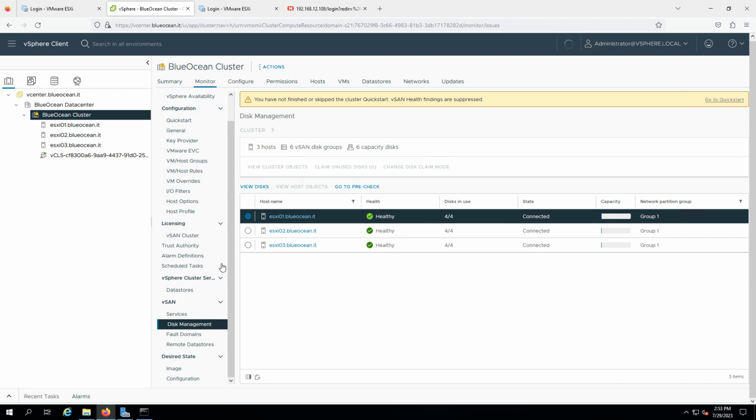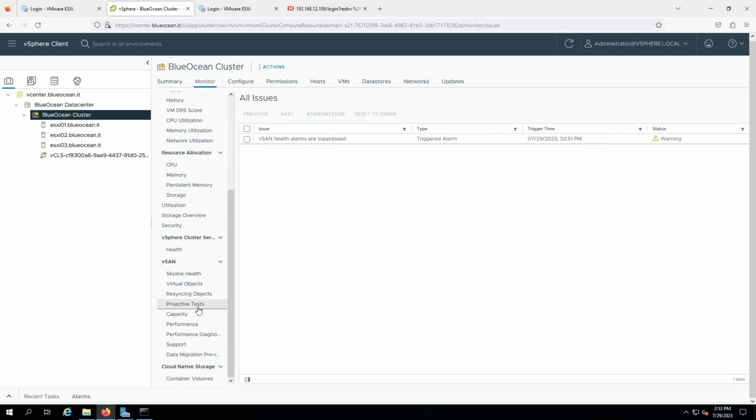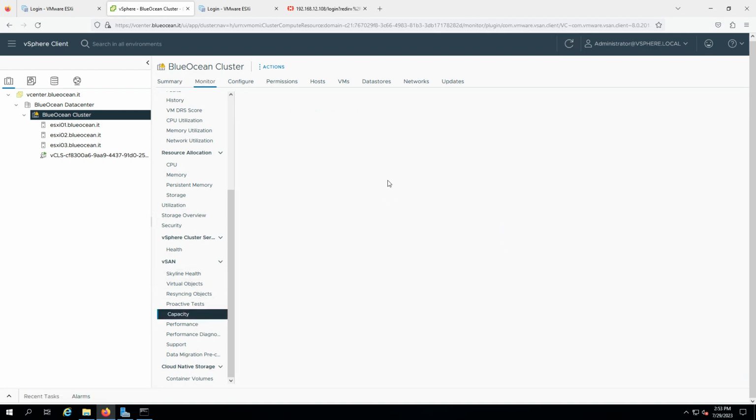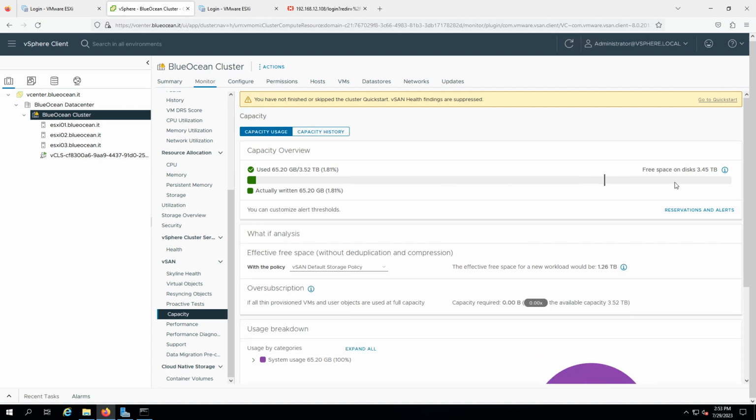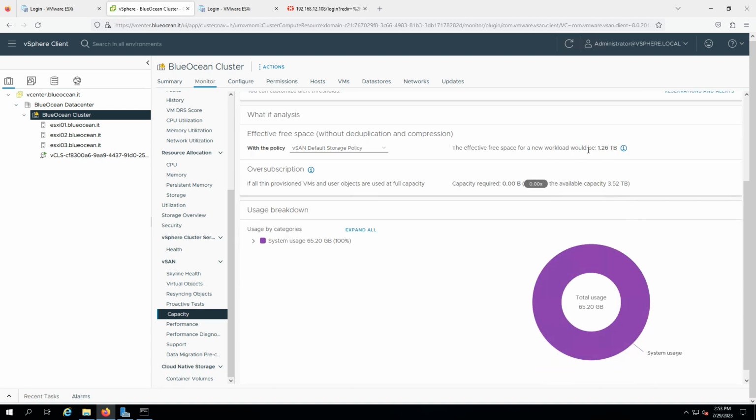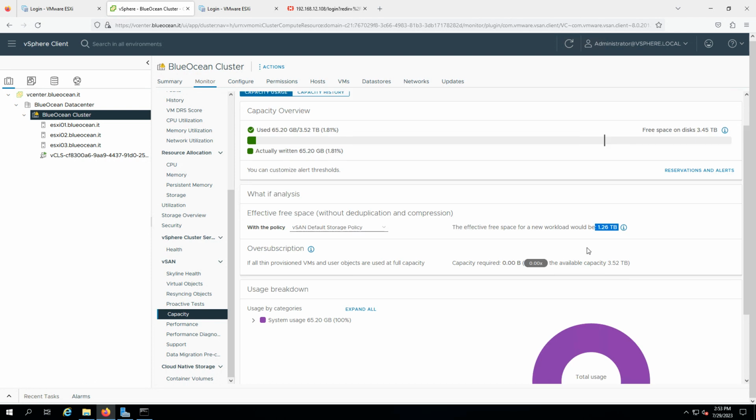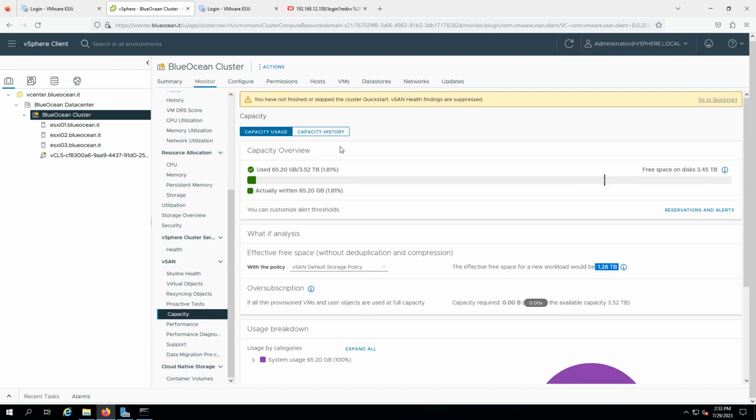If I go to monitor, the vSAN monitor, I can see my capacity, how much space I have. Okay, so in my vSAN, I have 1 terabyte. Don't forget, there is one disk that is used for replication. So you will lose some space if you're using vSAN.